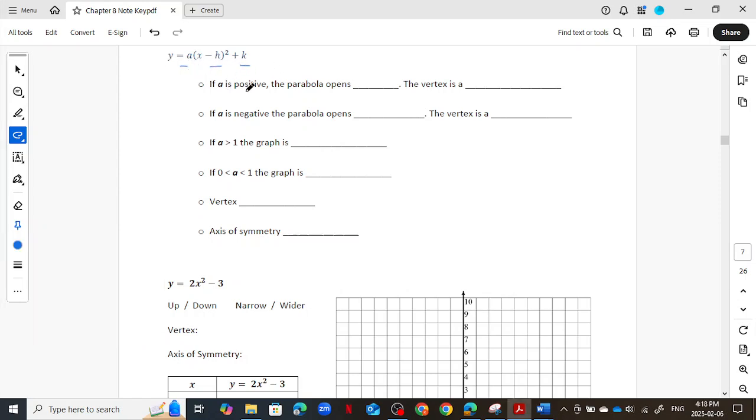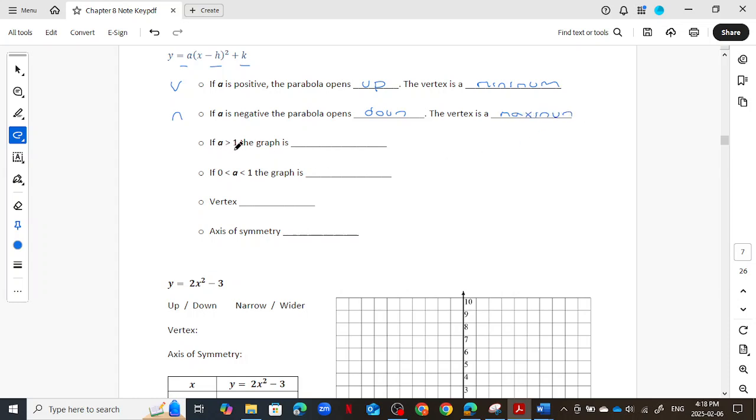So when A is positive, the parabola will open up. The vertex is a minimum, and this will matter next class. When A is negative, the parabola will open down, right? So this is smiley face, this is frowny face, and the vertex will be a maximum.